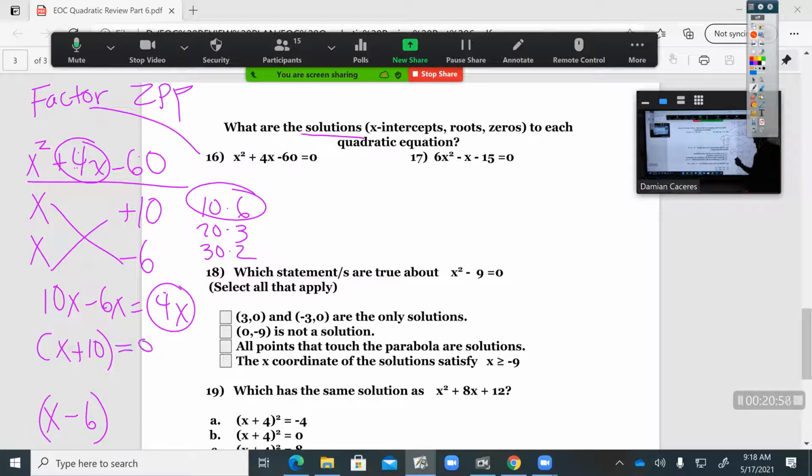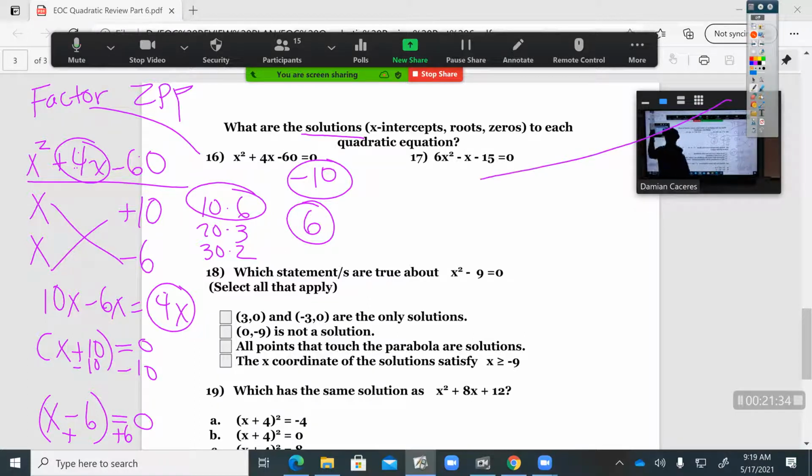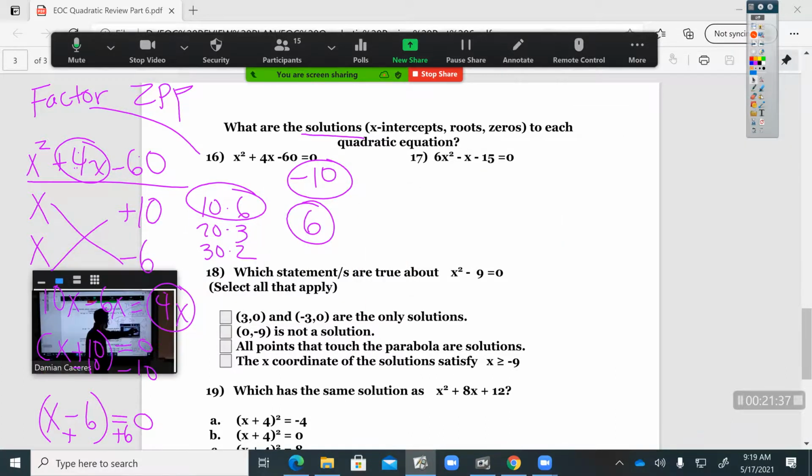Make them both equal to 0 and solve it. So if I'm going to solve x plus 10 equals 0, I subtract 10 from both sides and get negative 10 as a solution. If I try to solve x minus 6 equals 0 for x, I have to do plus 6 on both sides, so I end up with a positive 6 solution. Those are my two solutions, or x-intercepts. So that there is one method to find the solutions to that quadratic function.